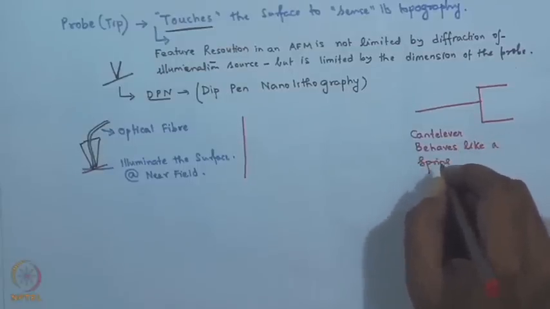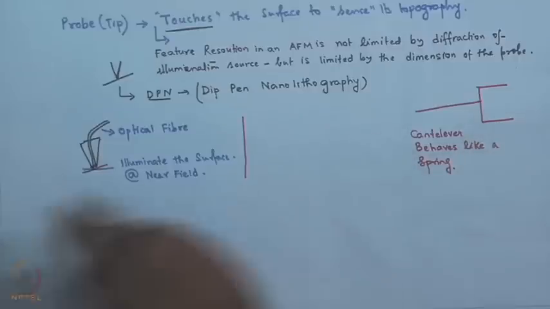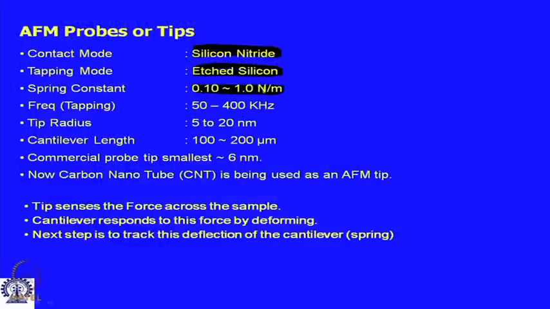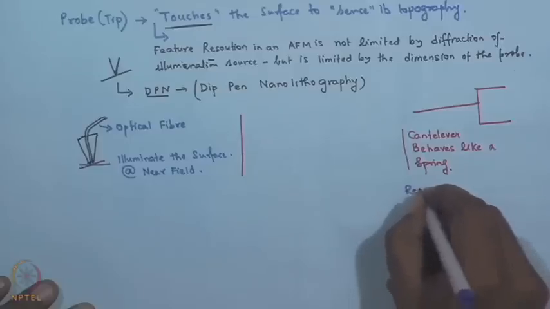So, this is the spring constant we are talking about. Why this spring constant is important, we will soon see. Then the natural frequency: the moment you have a spring, you are likely to have a resonant frequency, which typically lies in this range, 50 to 400 kilohertz. This natural frequency, we will use the word resonant frequency.